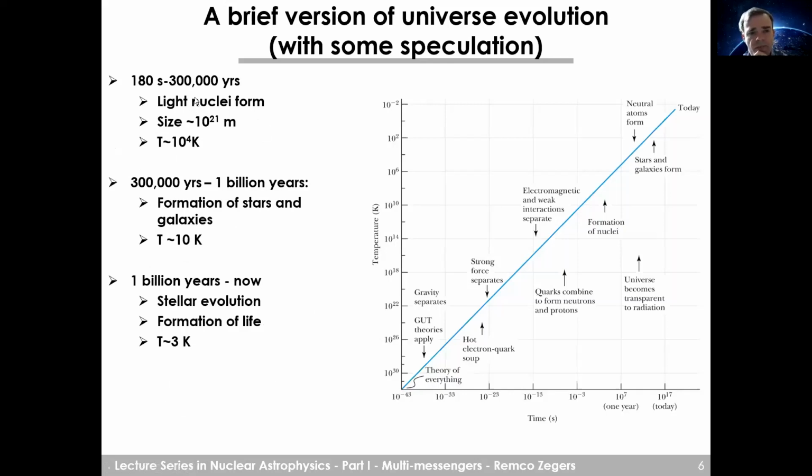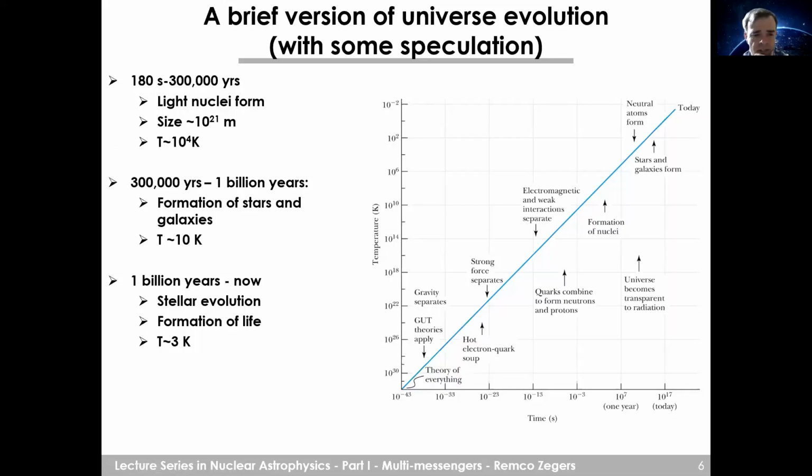So then the time scale changes rapidly. Between 180 seconds and about 300,000 years, this is where light nuclei start to form, and I'll show a little bit more about that later. And then up to maybe 1 billion years, this is where the formation of stars and galaxies happens. And the temperature becomes really cold. It's only 10 Kelvin at that point.